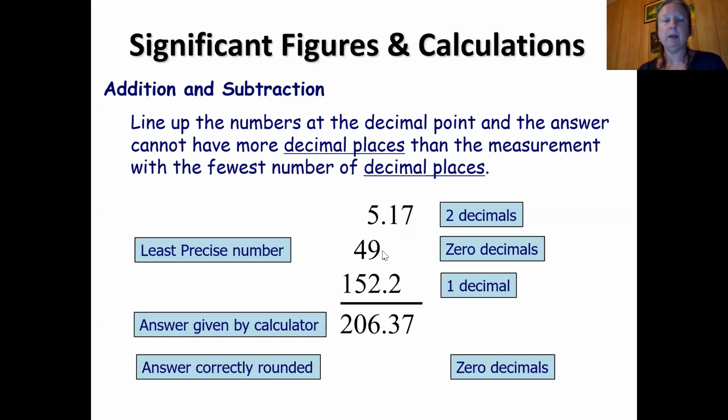So in this example, the 49 has nothing over here. So the 9 place, the one spot, your answer can't be any more digits than that. So it'll be 206. Because there's nothing over here, we can't have the 3 or the 7.